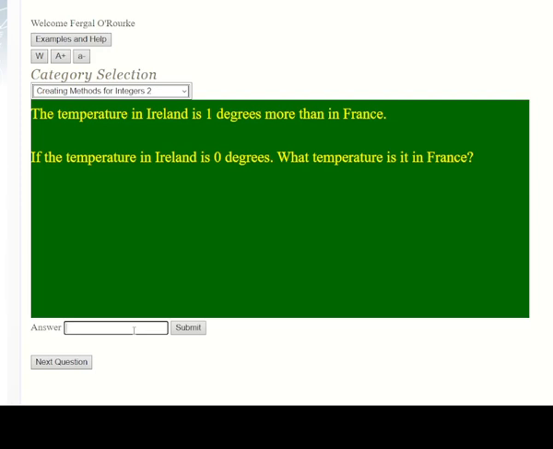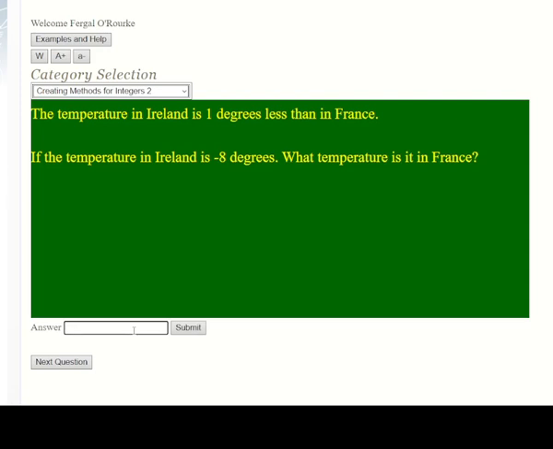Ireland is more than France, so France is 1 degree less, so you subtract: 0 minus 1 is -1. Ireland is less than France, so I would add on those 2 degrees to find the temperature in France, so it's -15 plus 2, which is -13. Ireland is less than France, so I would add on how much less to find the temperature in France, so it's 2 degrees plus 1 degree.